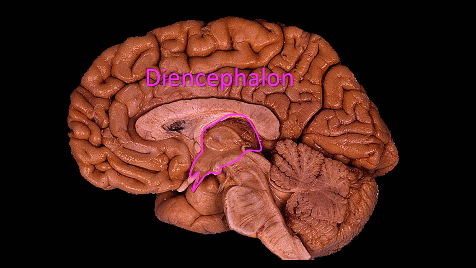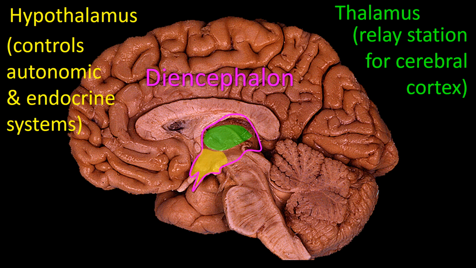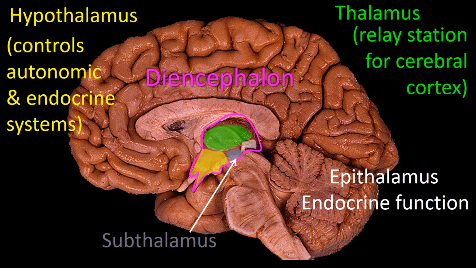The diencephalon has four parts: the thalamus, the relay station for the cerebral cortex, the hypothalamus, the center that controls autonomic and endocrine functions, the epithalamus, which has an endocrine function, and the subthalamus.